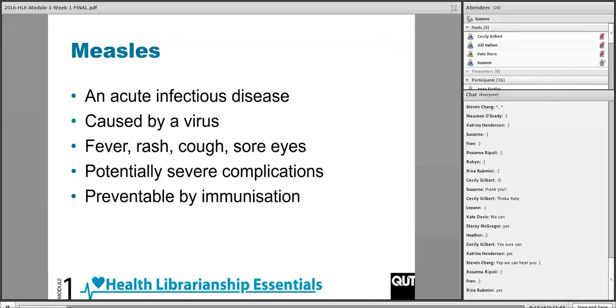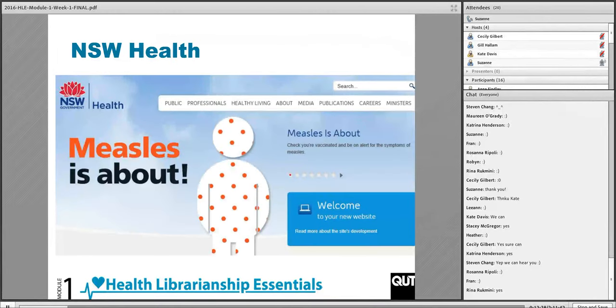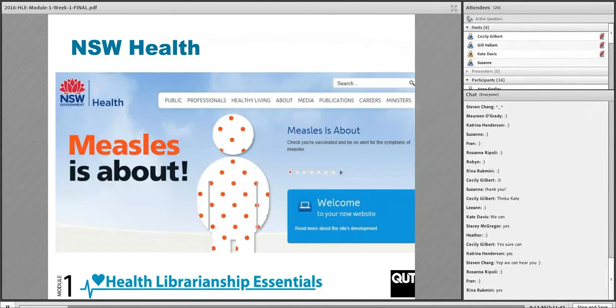And in Australia, the combined measles, mumps and rubella vaccine is on the immunisation schedule with the first dose given at 12 months of age. And this is just a screenshot from the New South Wales Health Department website from last year alerting people to measles.